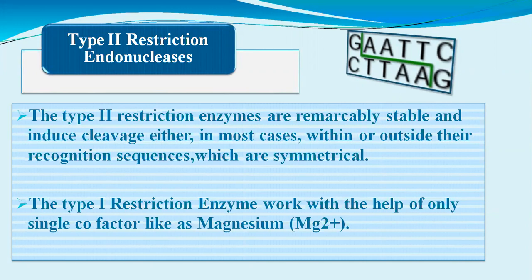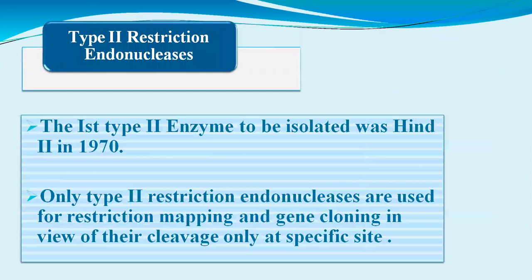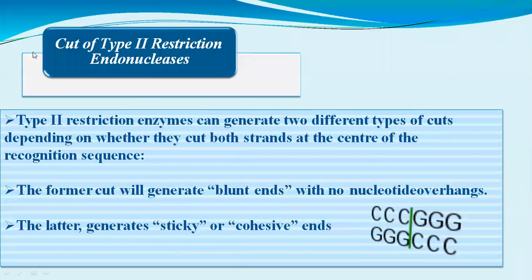And those kinds of sequences are present very frequently on the DNA, and that is the reason these kinds of enzymes are used very frequently in order to do the restriction mapping or gene cloning. Then, cut of type 2 restriction enzymes.